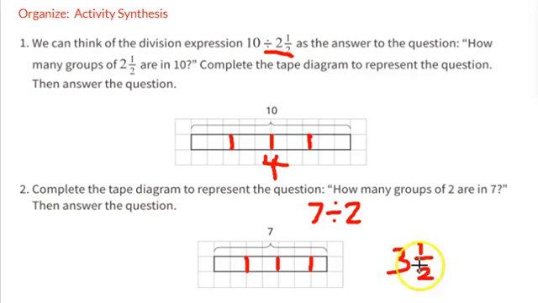Because we would have the 7 divided by 2. If we multiply 3 and 1/2 times 2, do we get 7? Well, 3 times 2 is 6. 1/2 times 2 is 1 whole. That makes 7. Same thing with up here. We can do the same sort of thing. 2 times 4 gives you 8. 1/2 times 4 gets you 2. Put those together, you get 10.